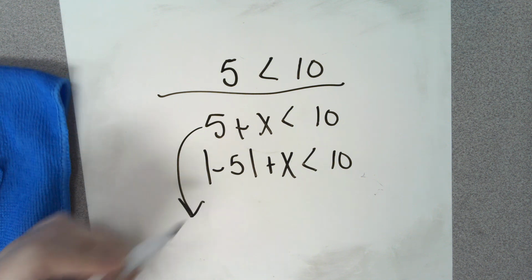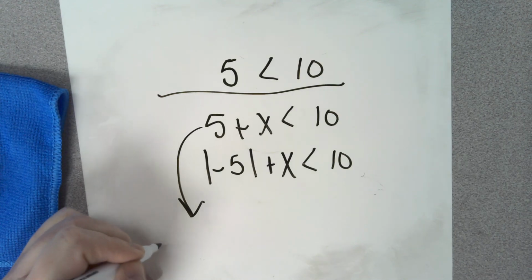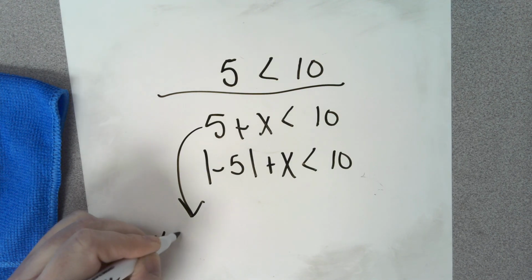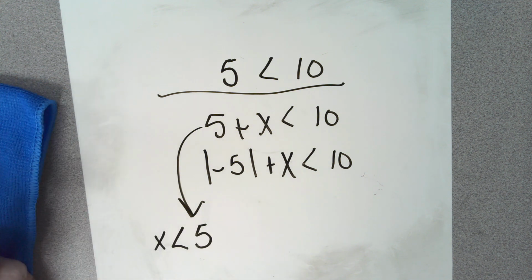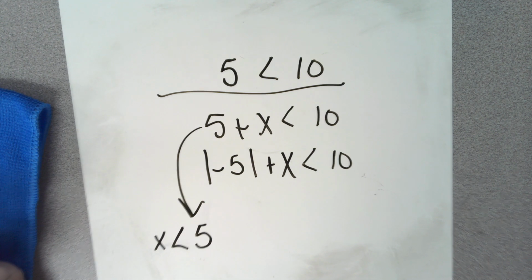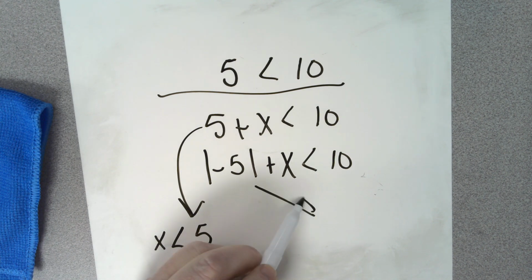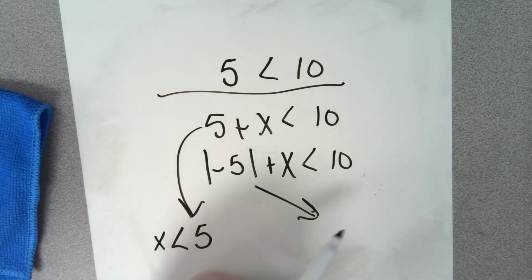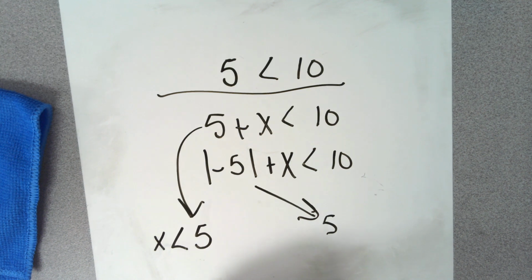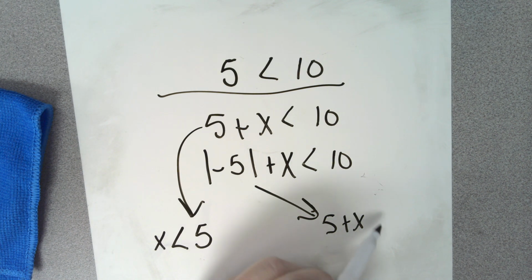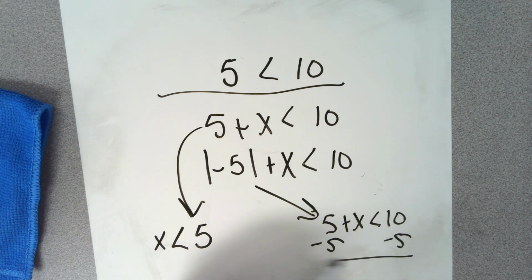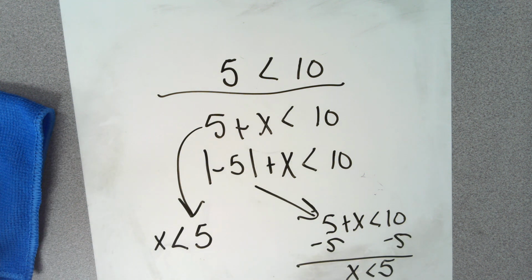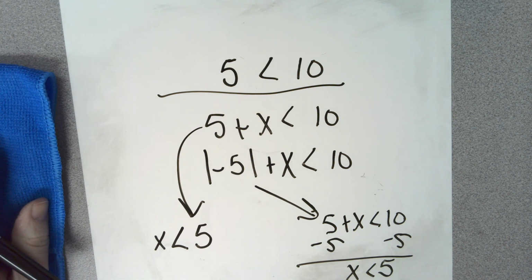This guy, you would subtract 5 on both sides, so you get x is less than 5. Okay? This guy, you want the absolute value, so you want the number of spaces. So you get 5 plus x less than 10. Subtract the 5 again, and get x is less than 5. And that's how that works.